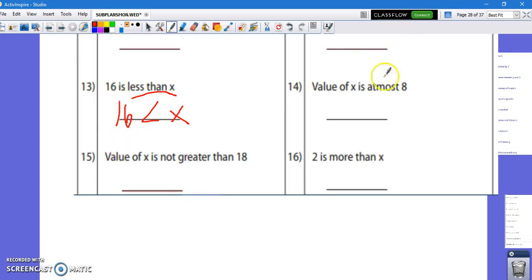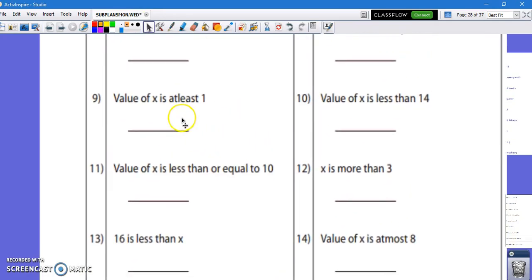It'll look like this. Value of x is at most 8. So at most means there's a cap on it, there's a limit. So at most means less than or equal to. x is at most 8. At most means 8 or less. As opposed to the one we just had, which was, where was it? At least. At least means 1 or bigger.